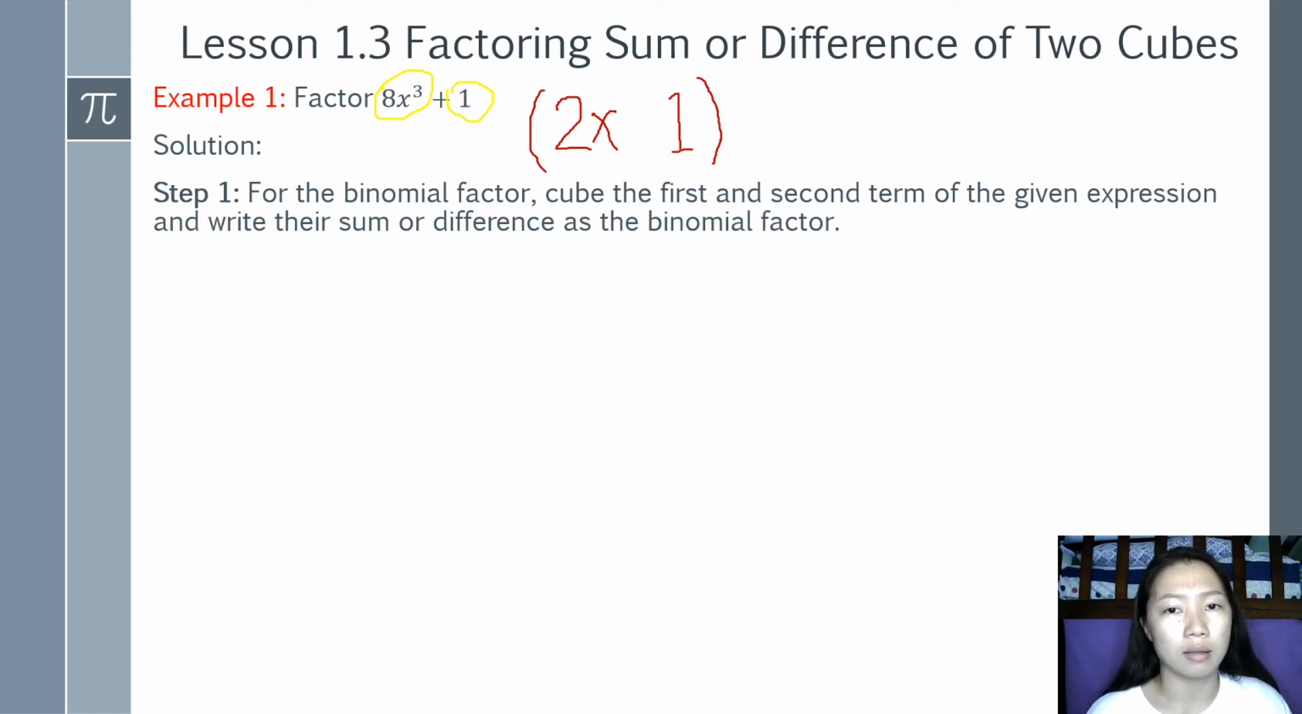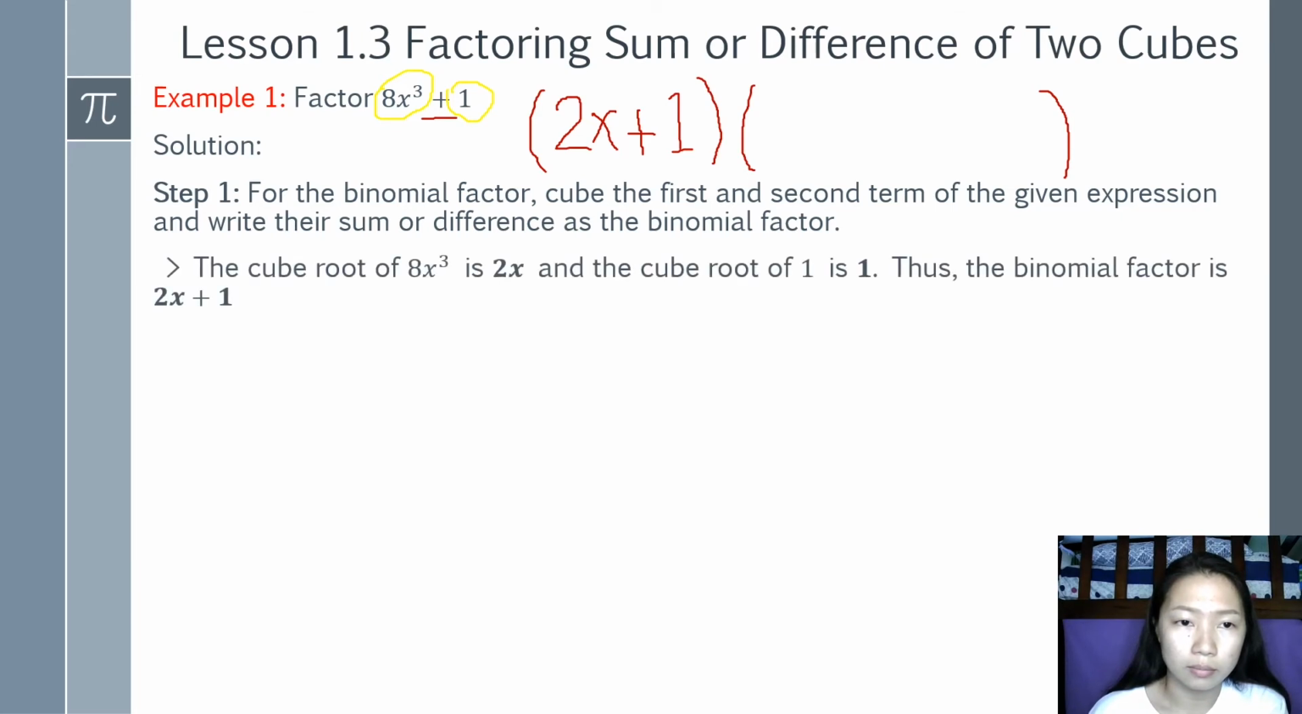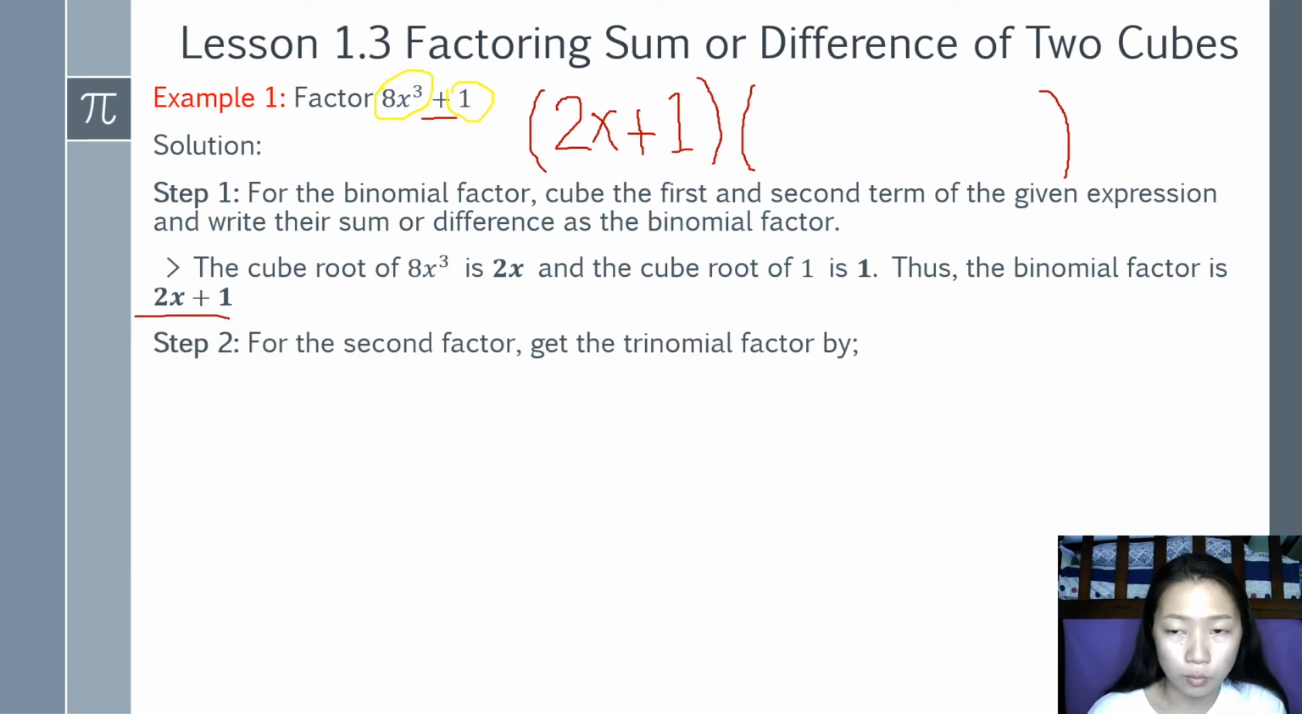May kulang pa dyan. Ano? And that is the operation. Ano operation ng given? Addition. So, write down plus. Yan. Nakuha mo na yung binomial factor. Now, let's get the trinomial factor. Yan, tama yung answer natin. 2x plus 1. Step number 2.